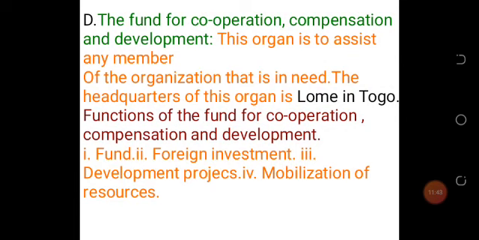Then development projects. It also helps to promote development project efforts in less developed nations among the member nations. It helps them in bringing development projects that will make such nations become developed nations. Mobilization of resources. It also helps member nations in mobilizing resources internally and externally so as to develop the member nation.